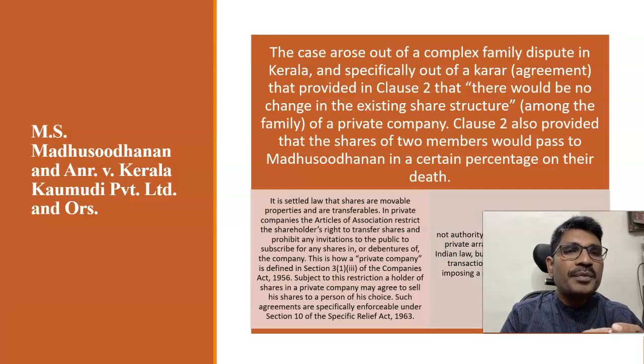Now see what happened. The case arises out of the complex family dispute in Kerala, especially out of the karar, that is agreement, right? A karar means agreement. Provided in clause 2, there would be no more change in the existing share structures among the family of a private company. Clause 2 also provided that the shares of two members would pass to Madhusudan in a certain percentage on their death. So they put a clause that at any point of time if they want to transfer, it will transfer to one of the family members.